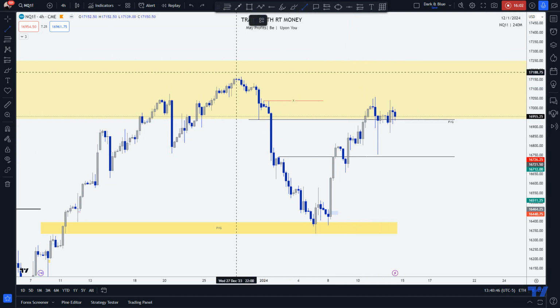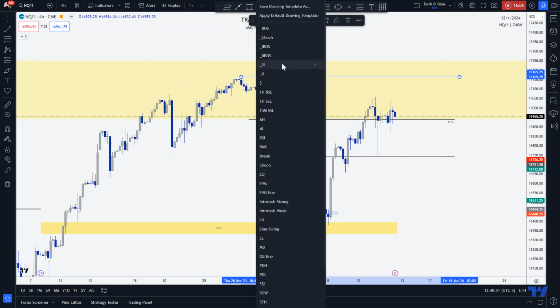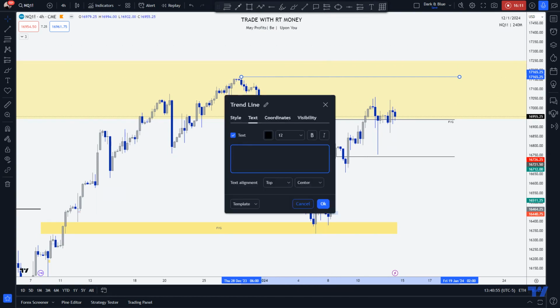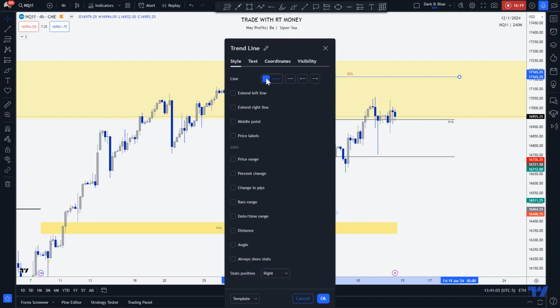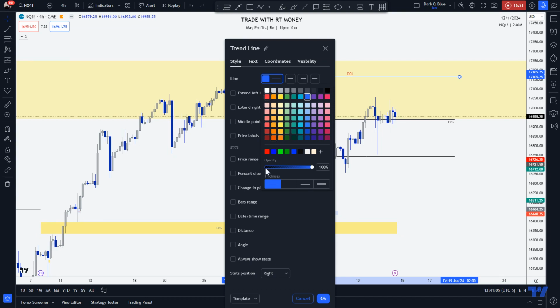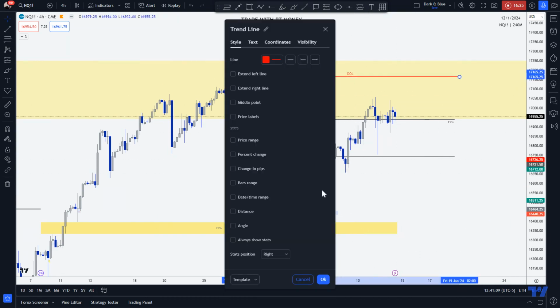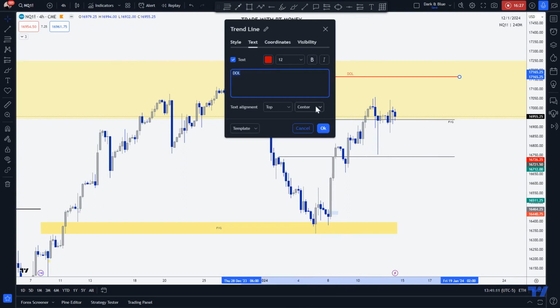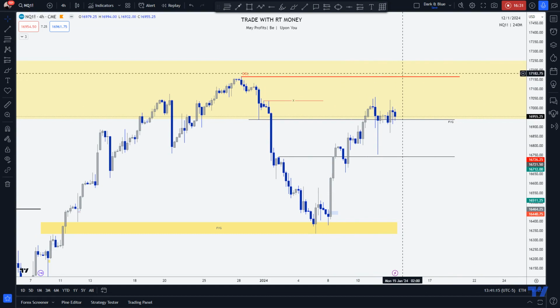Let me draw a line here. All right. Put that in red. Okay. I want to see this thing hit. That would make sense to me. All right. I want to see it hit.